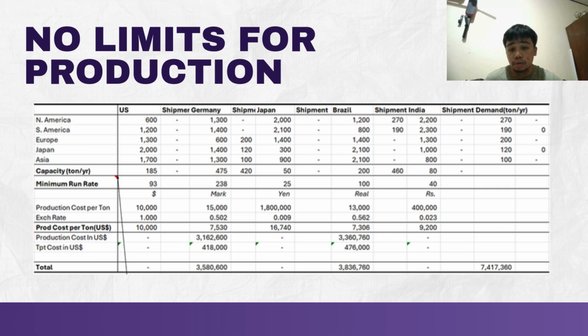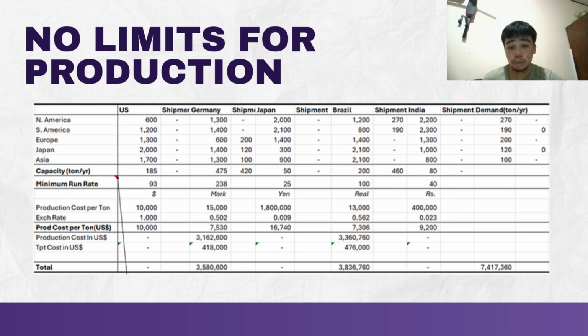So now Germany produces a large share and it supplies Europe and nearby regions. Brazil produces a large share and it supplies South America and other regions. The United States does not produce anything, so 0 tons for them, and India also has 0 tons, as well as Japan.